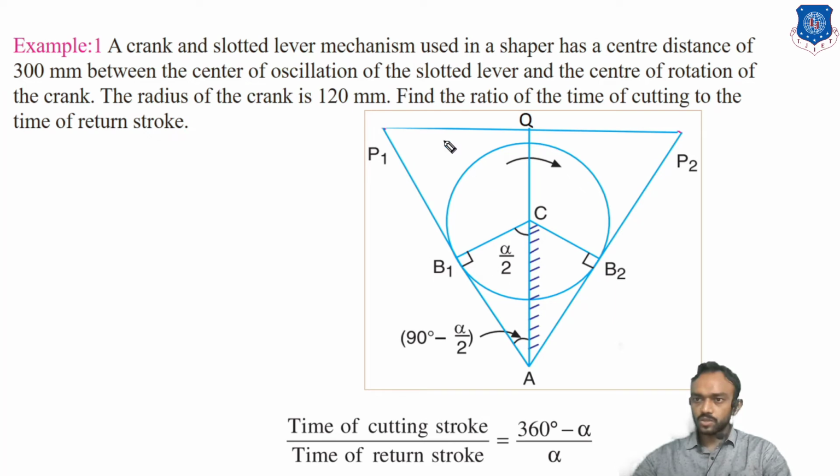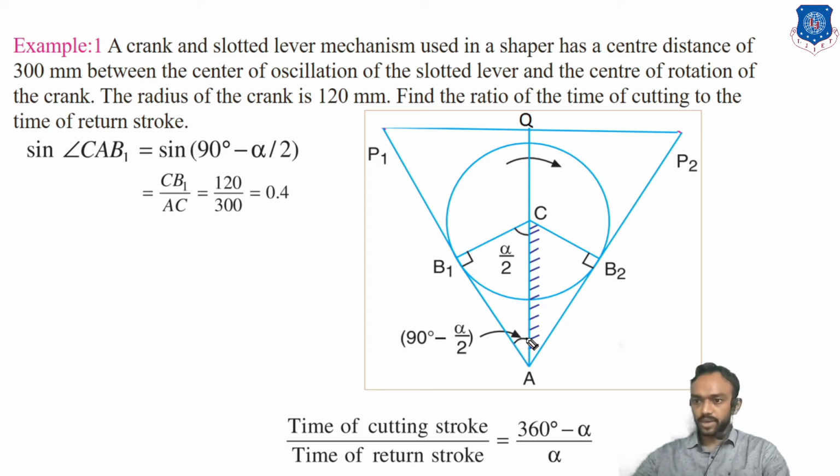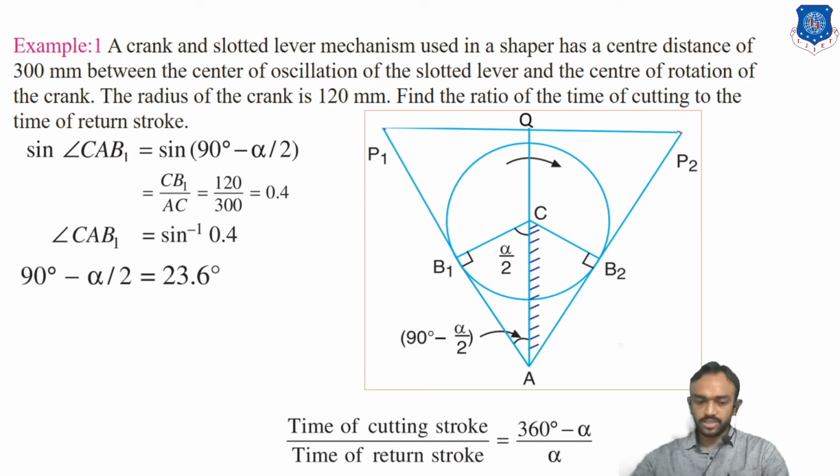Let's start. First of all, you can see this angle is already known, because this angle is alpha and this angle is 90, so this angle is 90 minus alpha. Sine of (90 minus alpha) by 2 is equal to the opposite side CB1 divided by AC, and both values are already given in the example, 120 and 300. So it is 0.4. We take the sine inverse of 0.4, which is 23.6, and this angle is 90 minus alpha by 2.